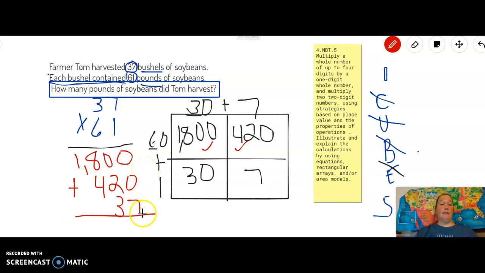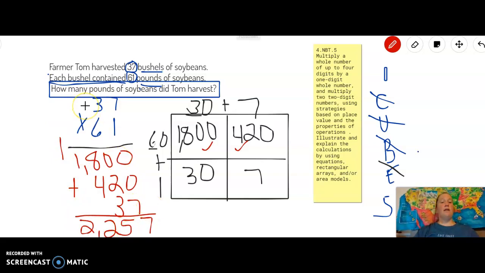0 plus 0 plus 7. We got 7. 2 and 3 is 5. 8 and 4, I know, is 12. Got to carry that 1. 1 and 1 is 2. So there we go. We have our answer.